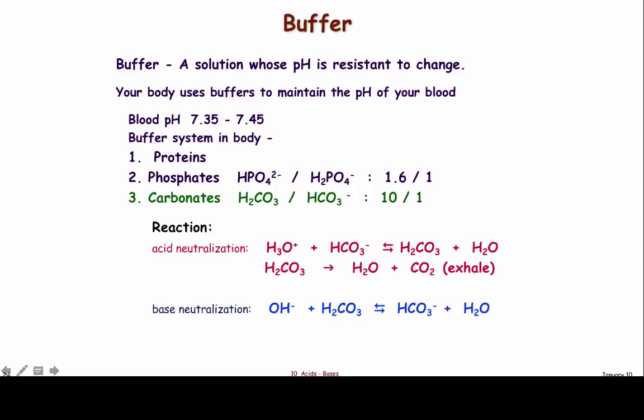On the other hand, if you've got too much base in your body, then H2CO3, the conjugate of bicarbonate, reacts with the hydroxide to form bicarbonate. Again, it removes the OH- and forms water. And so the pH does not change. Remember that the pH of a solution will change only when you have a change in hydronium ion or hydroxide ion. In these reactions, both the hydronium and the hydroxide are removed. Therefore, the pH doesn't change.